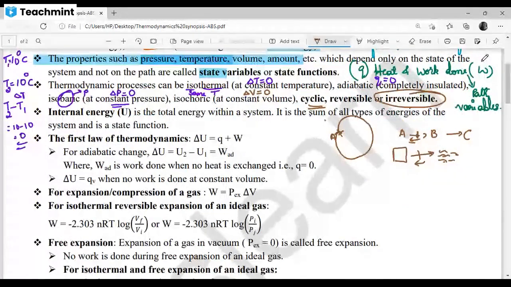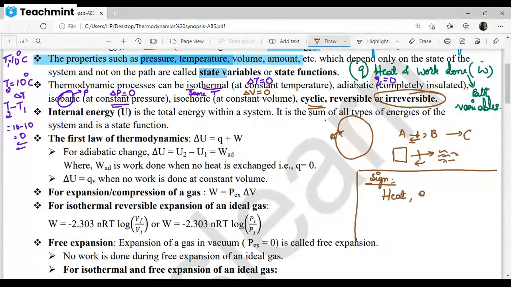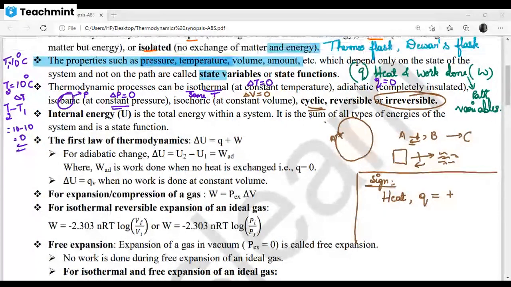One more point I want to mention here is, remember always the sign conventions you have to remember. Sign conventions. Is it understood? See, now heat is given as Q. Heat is given as Q. When is Q positive? Can you answer? When is Q positive? When heat is absorbed or when heat is liberated?